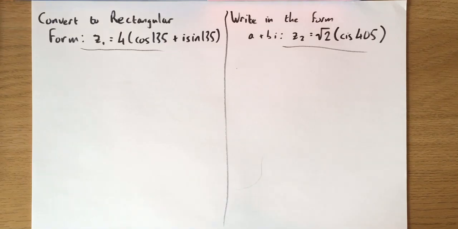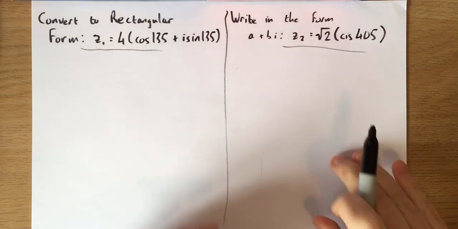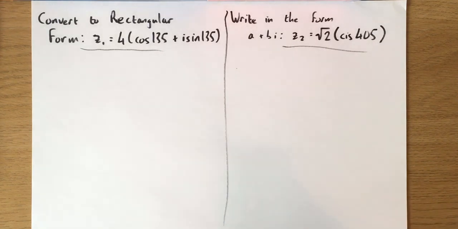All right, so I'm just going to convert two complex numbers now from polar form back into rectangular form, in the form a plus bi, the form in which we first encountered complex numbers. The angles in these questions can be in degrees or radians modes. Just make sure your calculator's in the right mode.